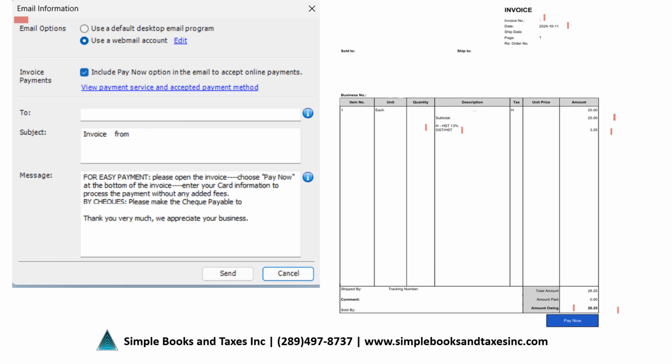After that, we are going to email the invoices to our clients, making sure that these boxes have check marks to include the Pay Now option in the email to accept online payments. Then we'll have to enter the email addresses of the clients and send it to them. Once they receive the invoices, they will have the Pay Now button option where they can enter the payment information and make payment online.